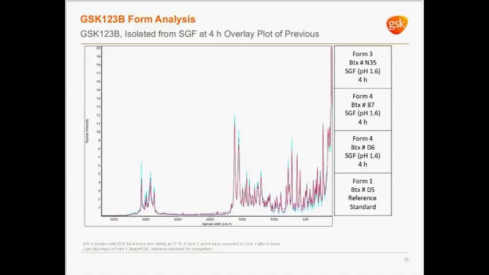In this particular plot, I overlaid the 4 hour data of all 3 batches from the previous slide with the form 1 reference spectrogram. The light blue scan is the reference standard for form 1. And with this, we can see that all 3 batches have conclusively converted to the free acid form 1 after 4 hours.